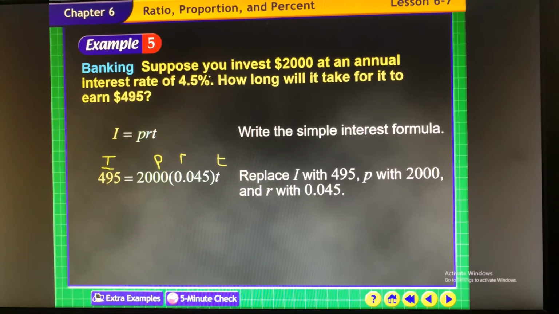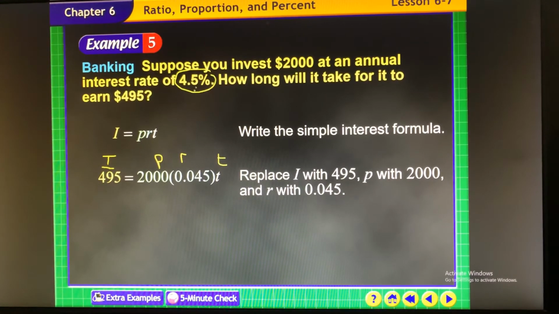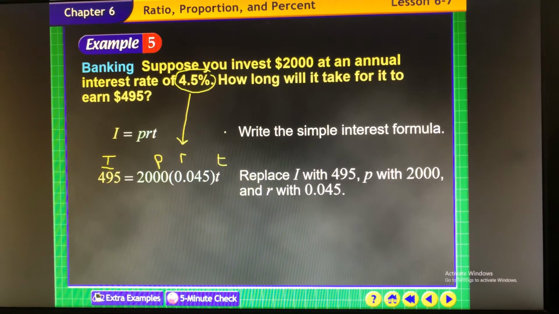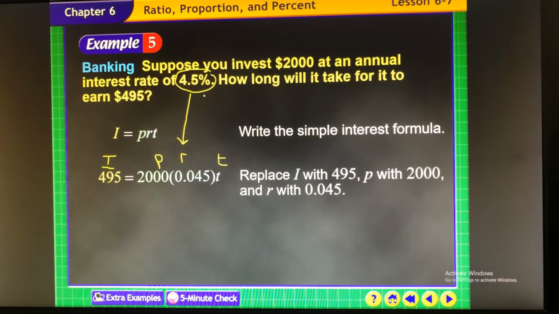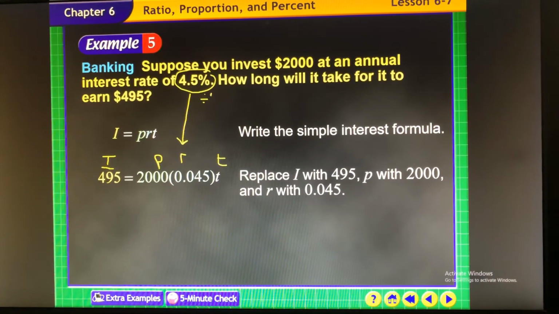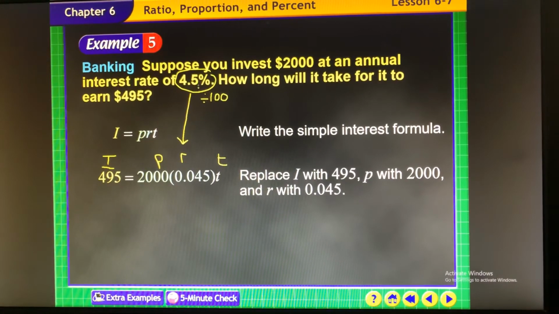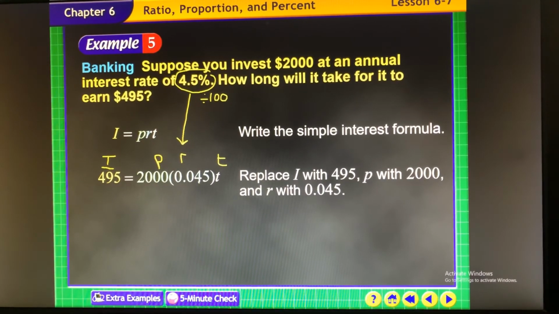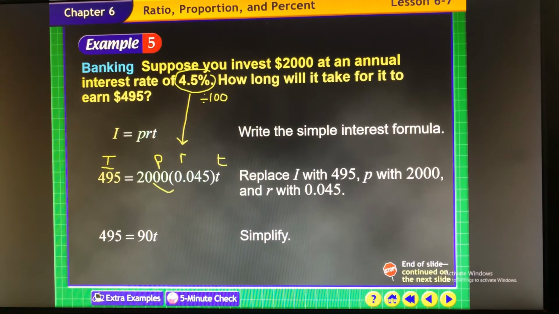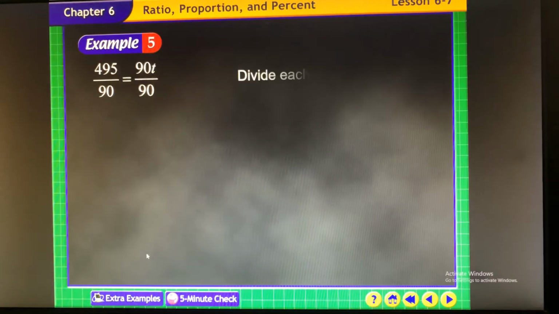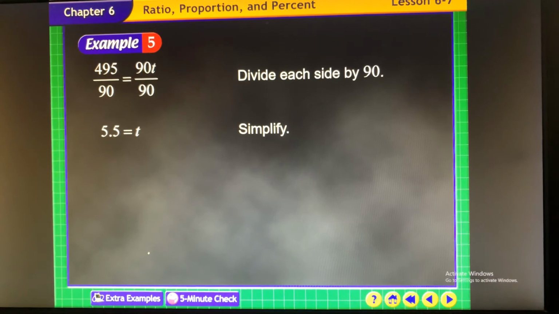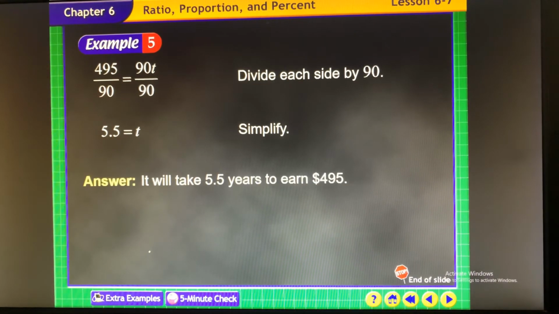And don't forget what I keep telling you. You can't use percents. You have to change them into decimals. So you would need to divide this by 100 to get it to your decimal. Okay, don't forget that. That's generally the mistake I see. So now this is basic algebra. Start to put these two numbers together. Once you multiply this, you get 90. One-step equation, you're going to go ahead and divide both sides by 90 and find out it's going to take you about 5.5 years to earn $495 on your investment.